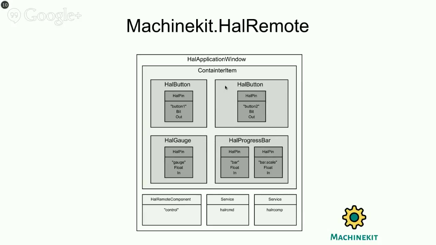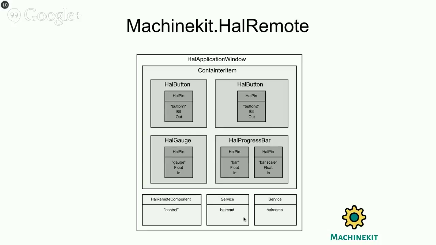So you can have Hell buttons, Hell gauges, Hell progress bars, or any other custom user interface control using this approach. So you see the Hell remote component, in this case called control, a gauge called gauge, and inside Hell it will be represented with the name control.gauge.